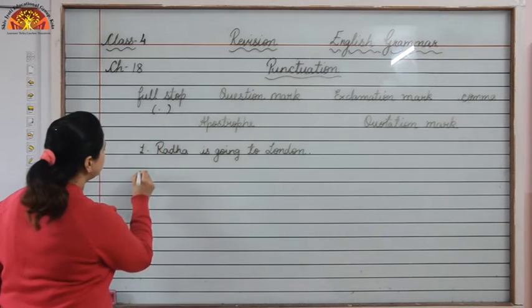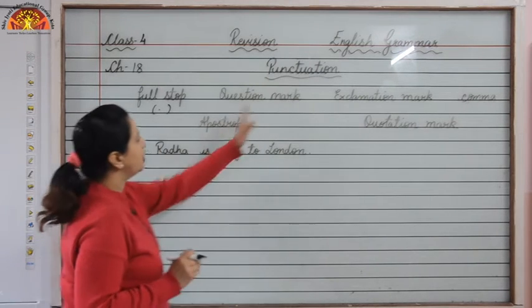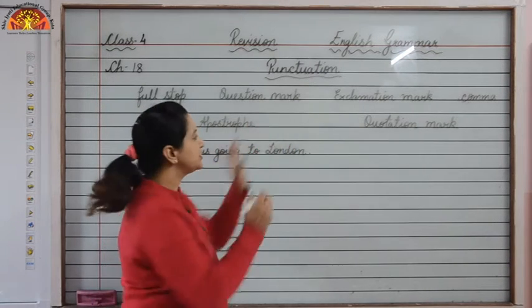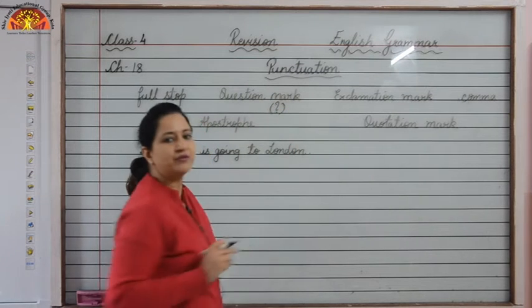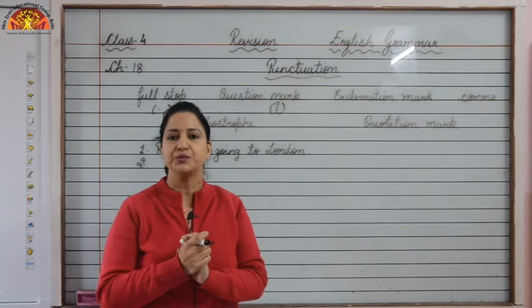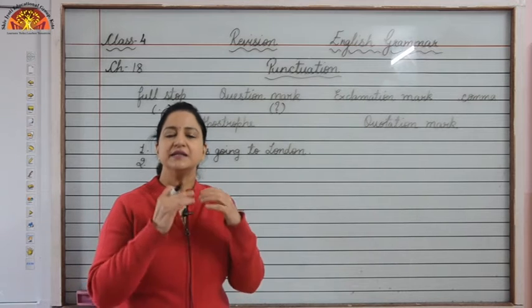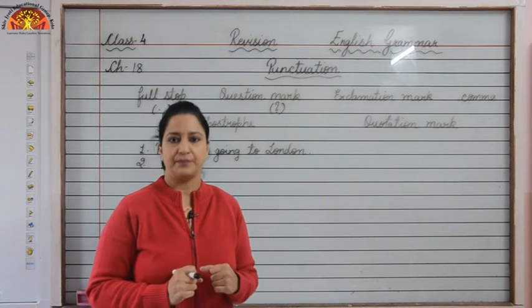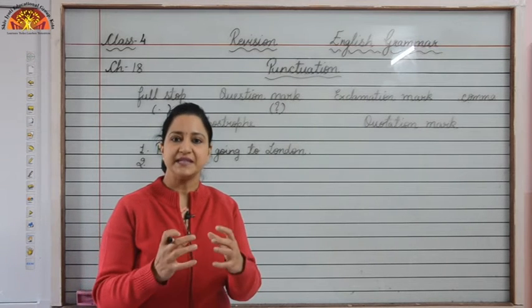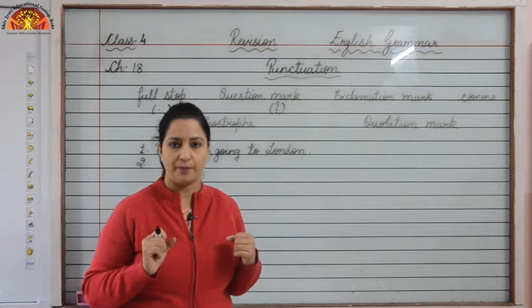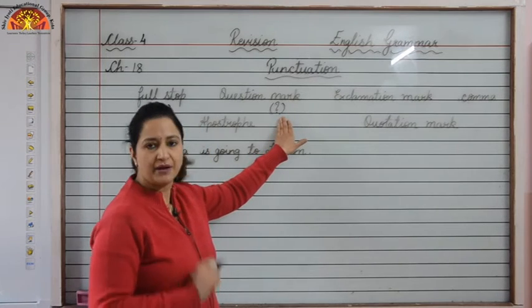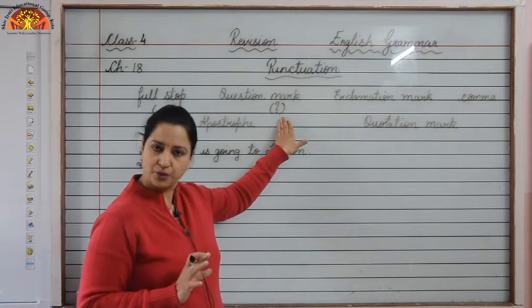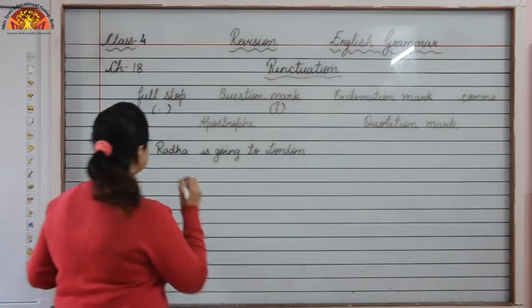Now let's move to question mark. Where to use question mark? What is the symbol of question mark? This is the symbol for question mark. Now where to use? When a sentence is asking something, or your sentence is in a question form, then at the end of the sentence you will put question mark. Now here is an example.